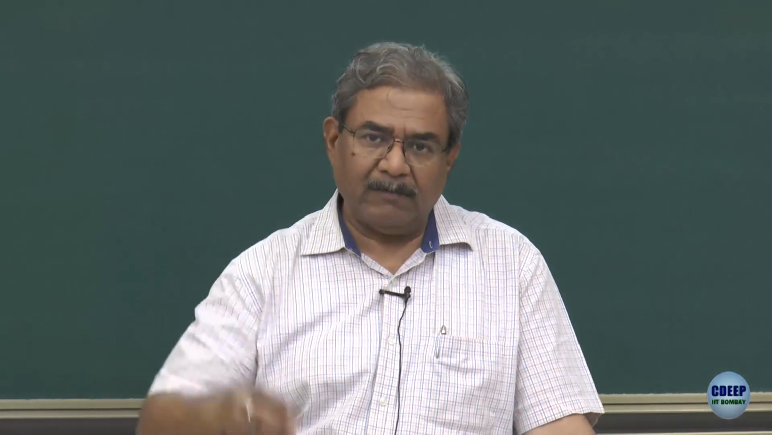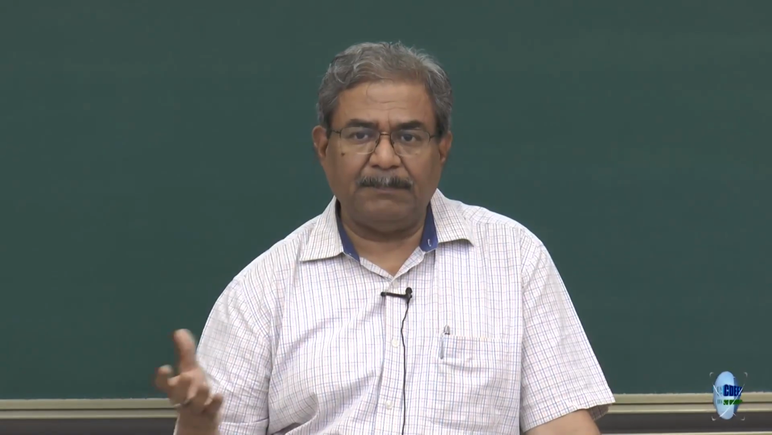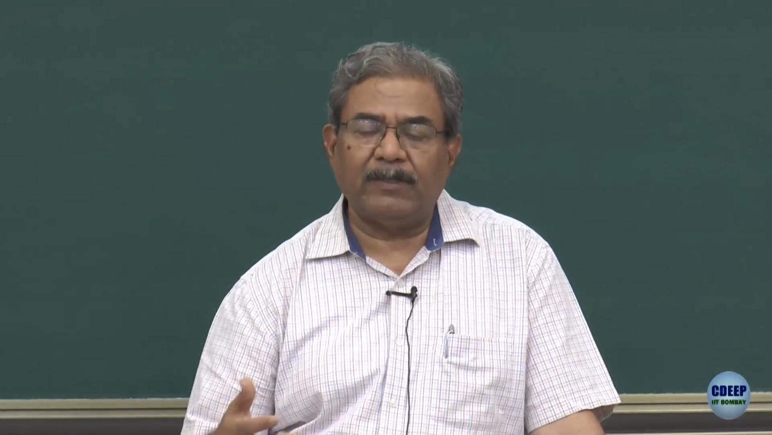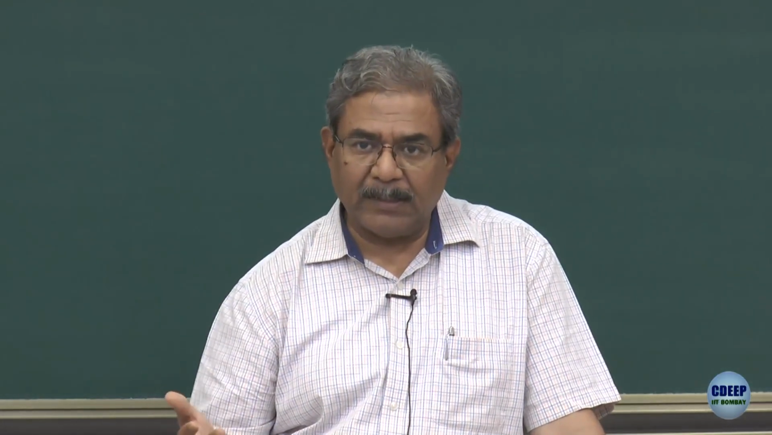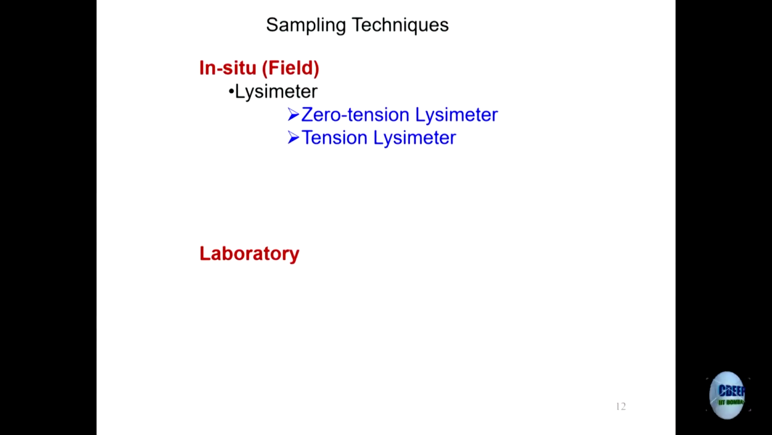So, a little bit on the sampling techniques. There are two types of sampling, one is done in the field, another one is done in the laboratory samples. We call them lysimeters. Lysi is the seepage, meter is one which measures the seepage. Depending upon the soil type, whether the soil is saturated or unsaturated, you can use tension lysimeters when the soil is unsaturated, and when the soil is saturated it is zero tension lysimeters.